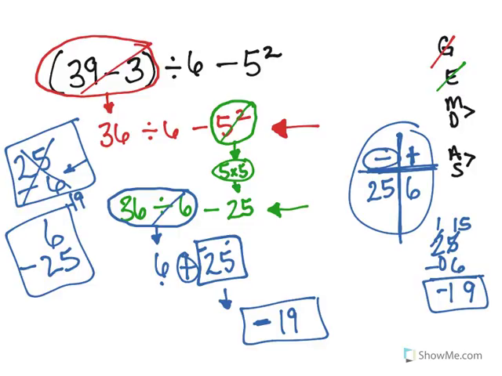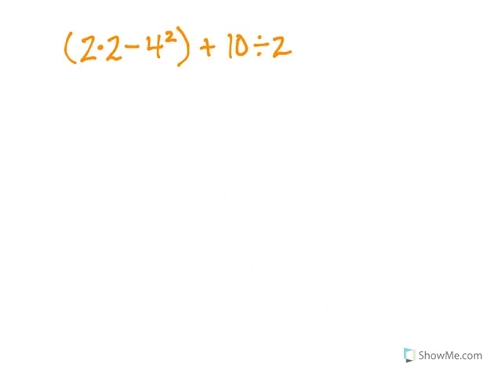Let's move on to the next one. This problem says 2 times 2 minus 4 to the second power plus 10 divided by 2. All right, so being that I have more than one operation, I'm going to go ahead and write GEMDAS. Don't forget to connect the M and the D, the A and the S. All right, so now let's look at GEMDAS.